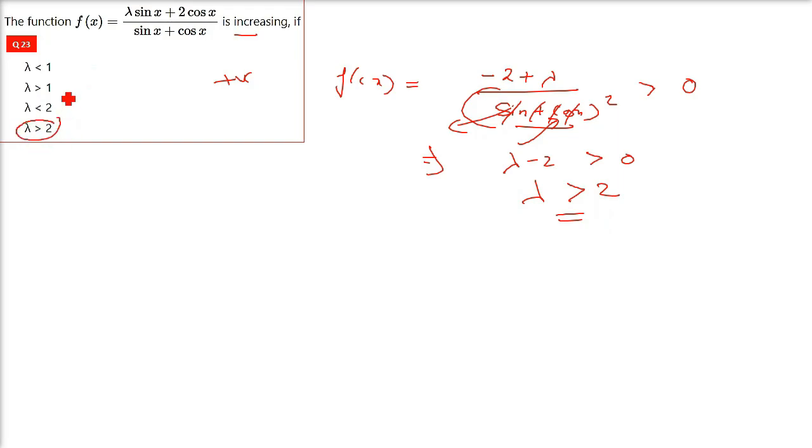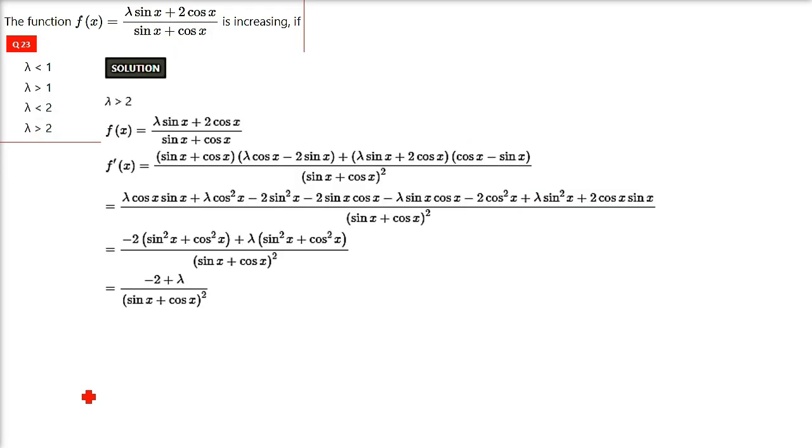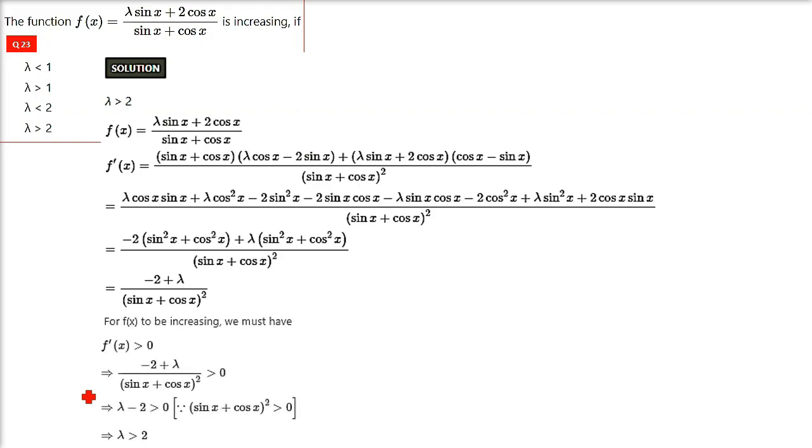So I saved time by not differentiating it, but I'll show you, okay? Because if I do the differentiation, it will not help you. You have to differentiate by yourself. So this is the whole differentiation which I am showing right now. And this is the concept which I used to show that lambda should be greater than 2 for this function to be increasing.